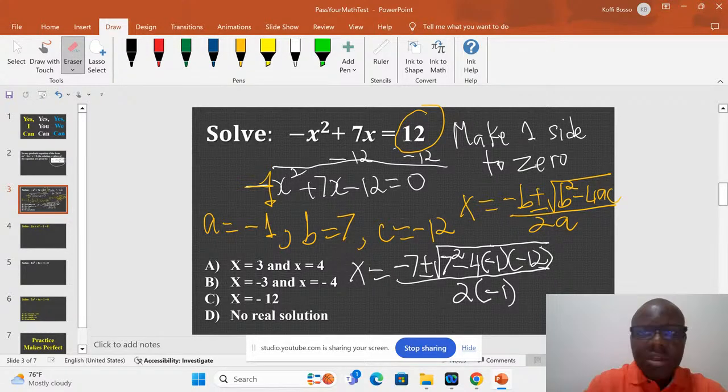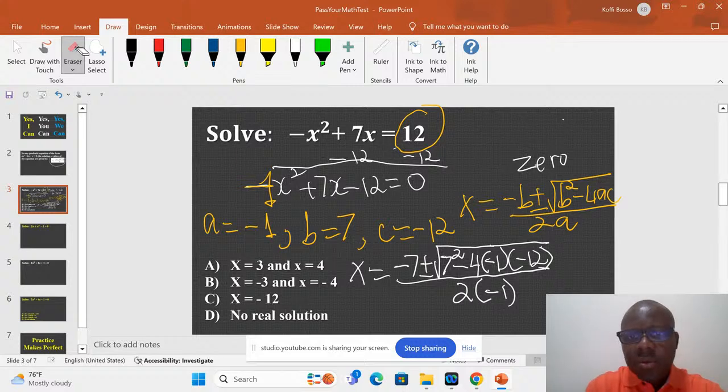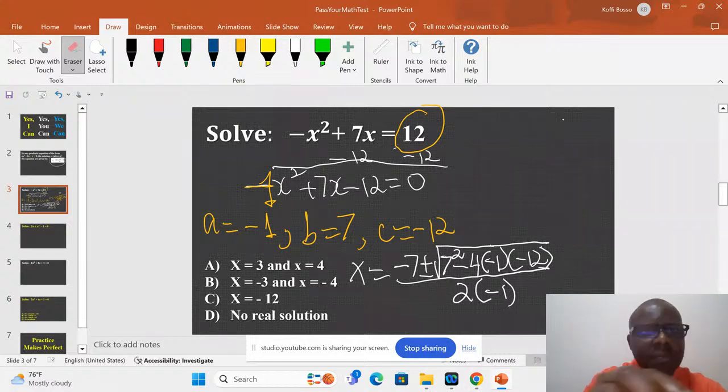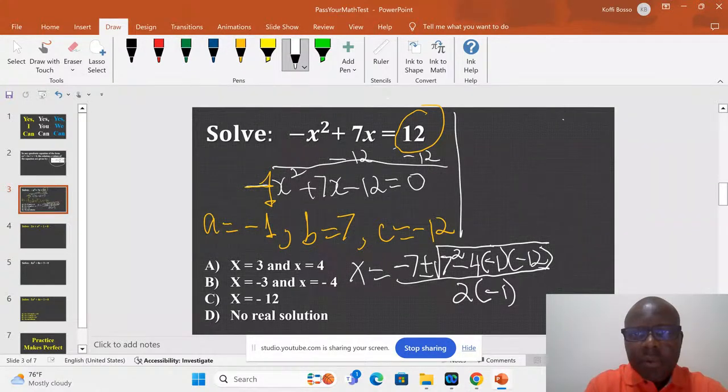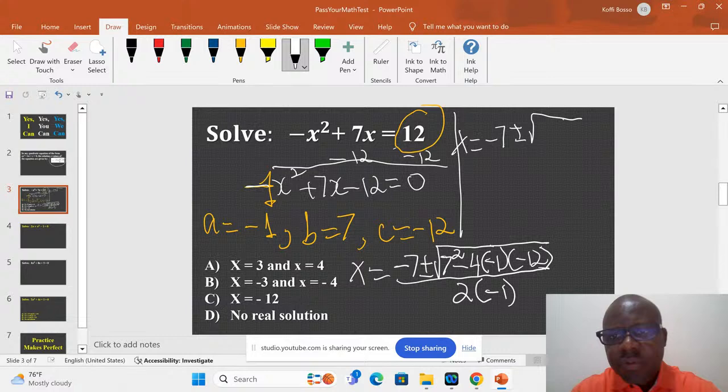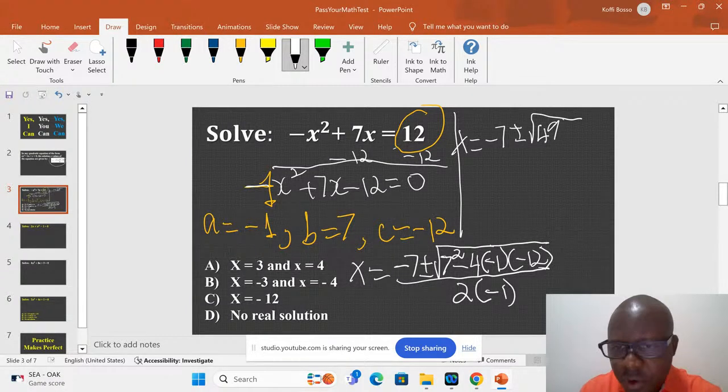We need to work it out because I need space. Let's remove this for a moment. Okay. So we're going to have negative 7. So x is equal to negative 7 plus minus square root of. So the 7 squared is 49. Now the negative 4 multiplied by negative 1 is positive 4. The positive 4 multiplied by negative 12 is negative 48.